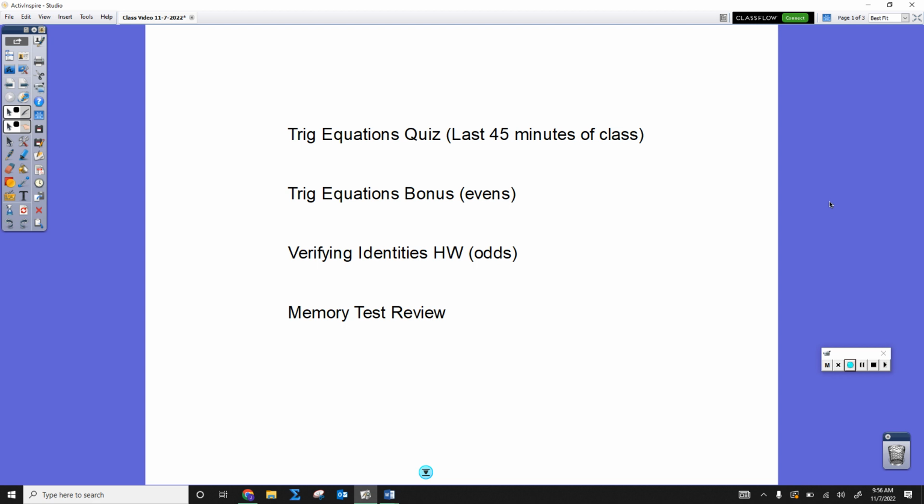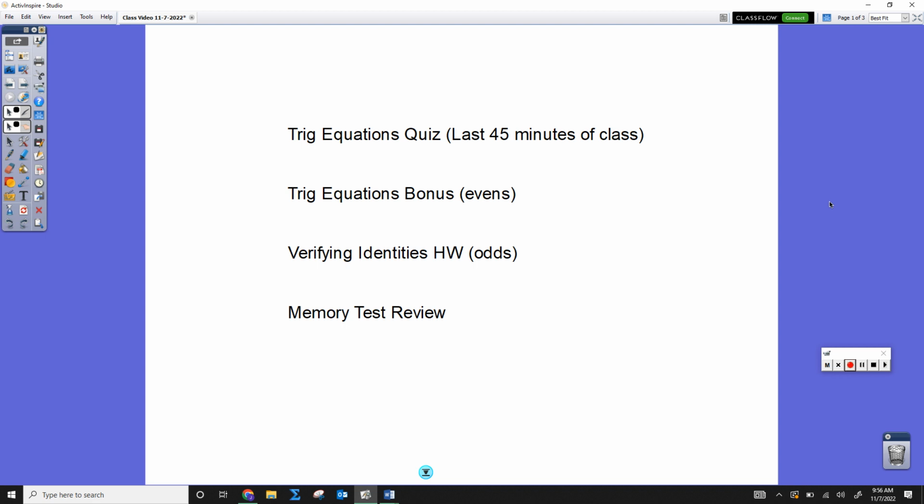First thing is you have the bonus, which remember is the trig equations bonus, the evens, on that assignment that you guys did earlier that I checked last class, I believe. The evens bonus is due on test day, but if you want to work on those to prepare for the quiz, you're more than welcome to.